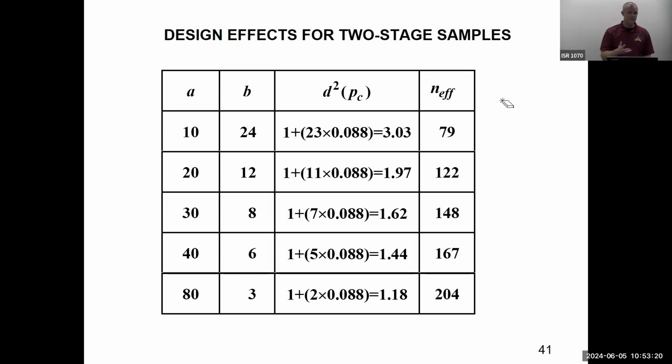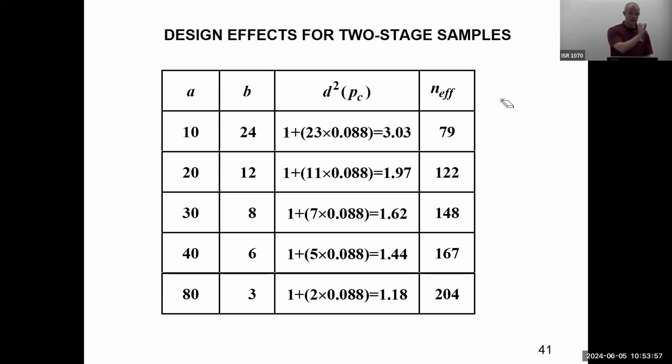So, if you look at this table and you were the one being paid to design this sample, what do you choose? You choose the 80 clusters to visit, only taking 3 kids per cluster because it gives you the biggest effective sample size? Or do you choose 10 clusters to visit with 24 kids per cluster because it saves you the most money? This is why sampling statisticians get paid the big bucks. That's why you guys are here, right? These are the decisions that you're going to learn how to make.